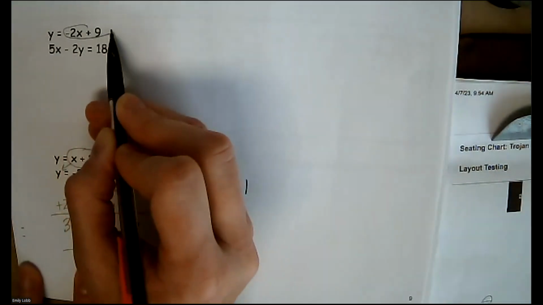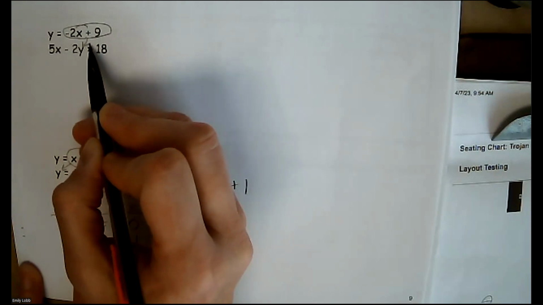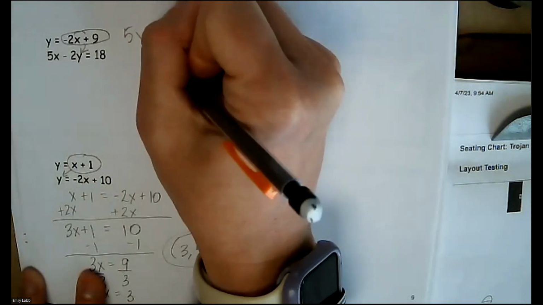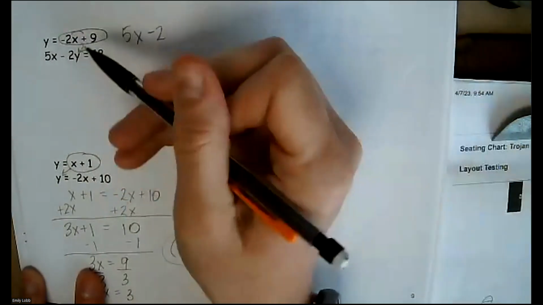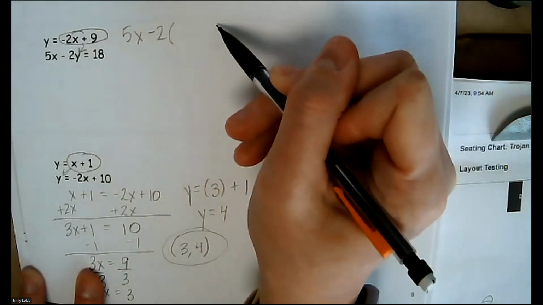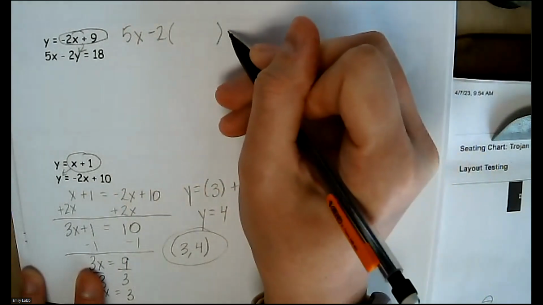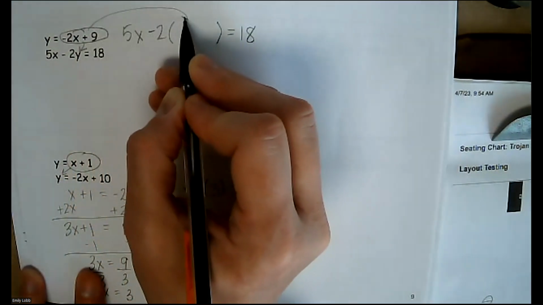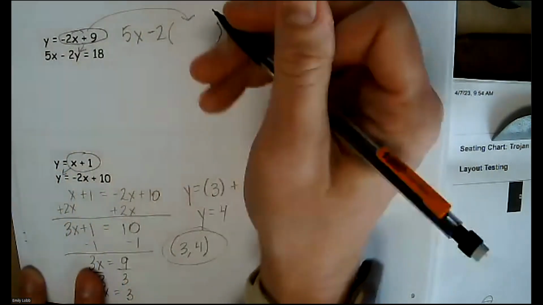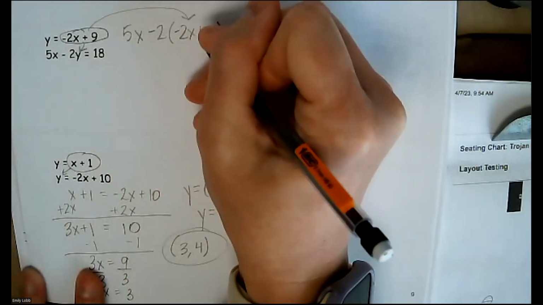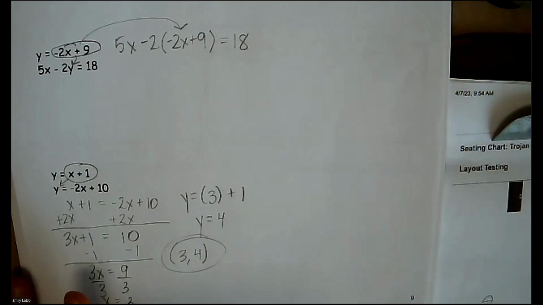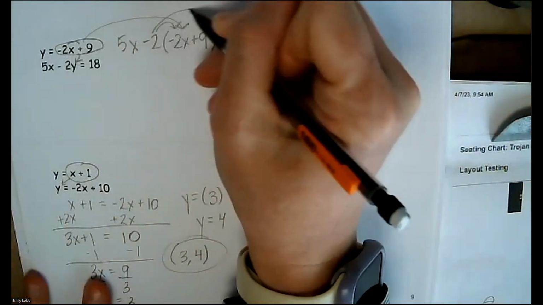Now, the type we were doing yesterday looks like this, where only one of them is solved for y, and we're still putting it into our equation here. So we have 5x minus 2, and where the y is, we're putting parentheses. We need a little bit more room for this one, right? Is equal to 18. And then this is what is being put over here, because this is what y equals. So negative 2x plus 9 is going inside my parentheses.